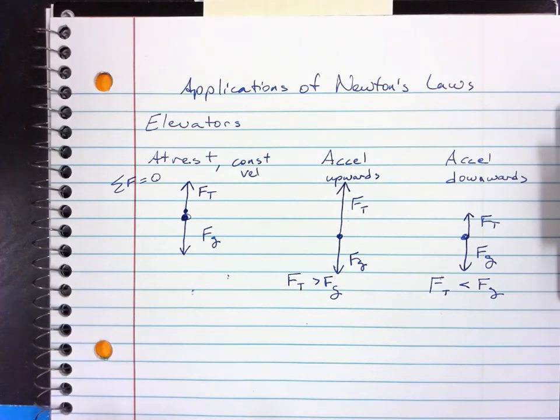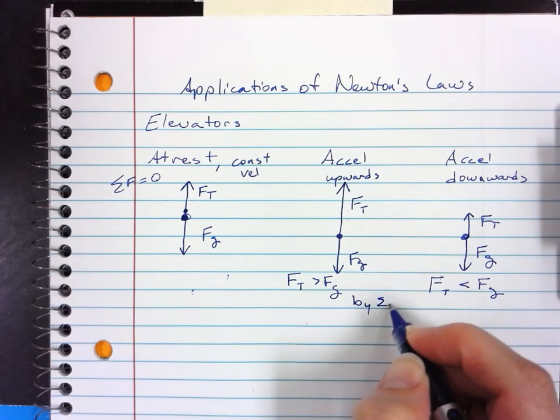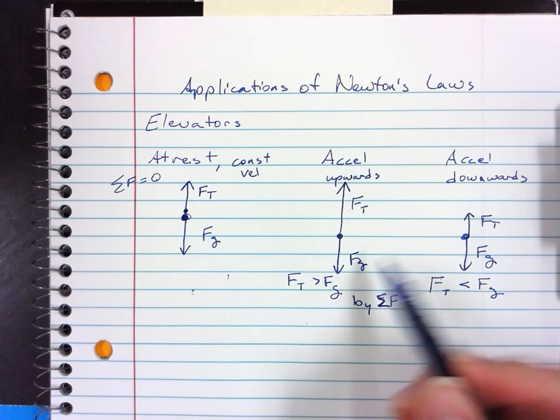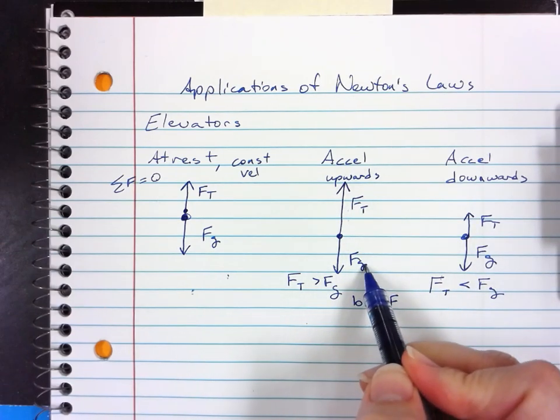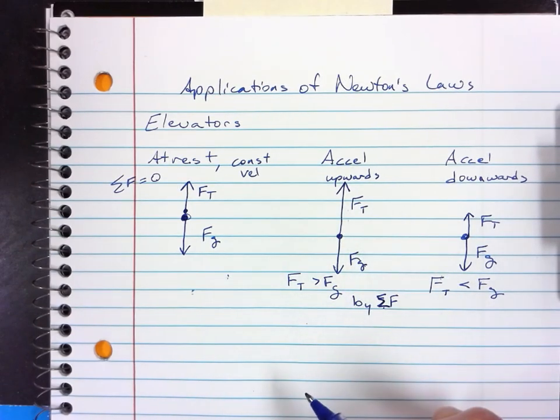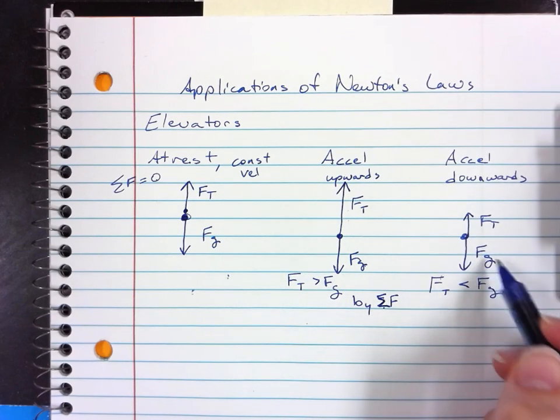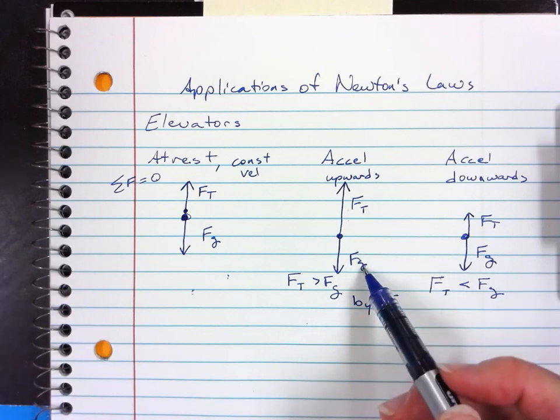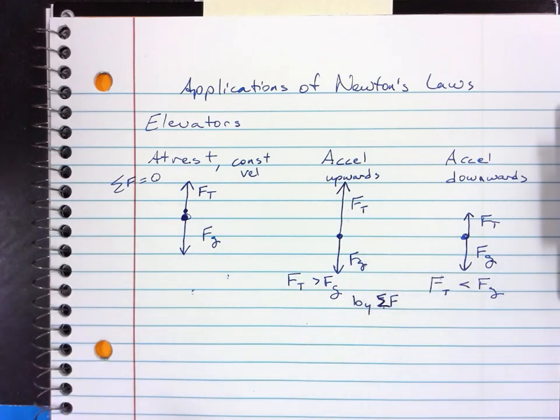How much greater and how much less? By the amount of the net force. So if you knew the acceleration, then to find this tension, you'd say force of gravity plus the net force gives me the tension, or force of gravity minus the net force gives me the tension. If I told you the tension and you had the force of gravity, you could find the acceleration. It depends on which order you want to work.